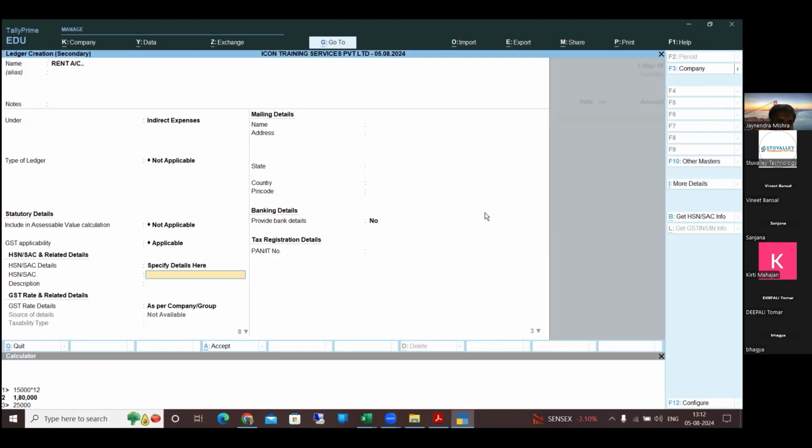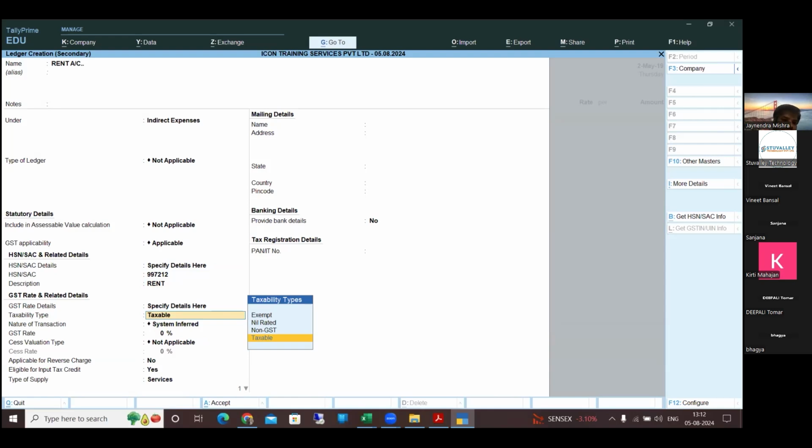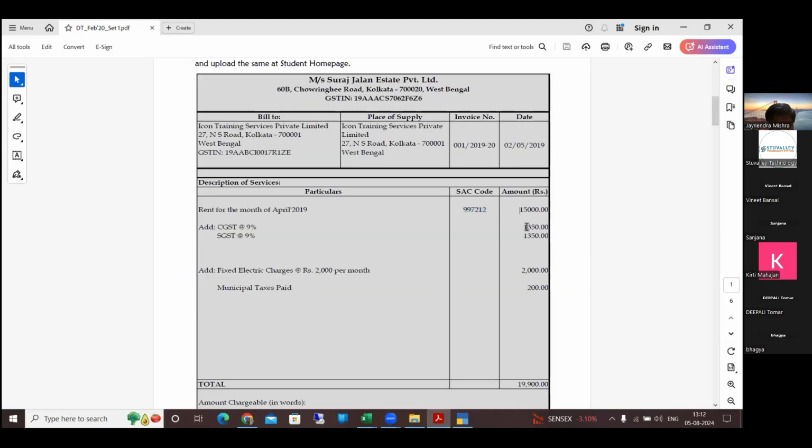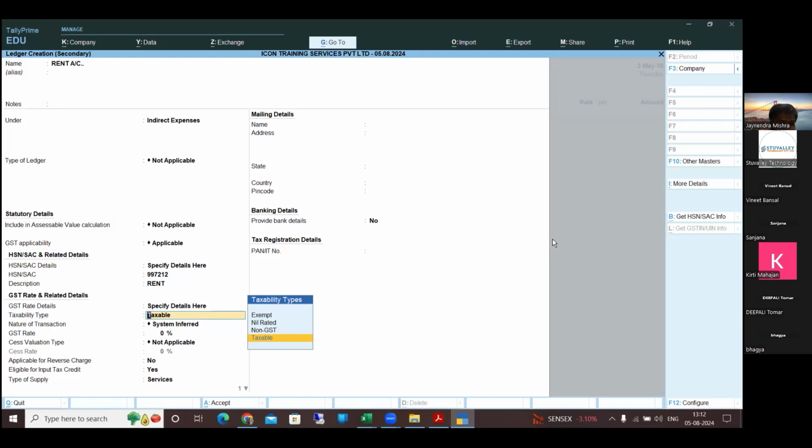Description: what are we paying? We are paying rent. Yes, friends, we are paying rent. Now the GST detail. We have to specify how much GST we have to pay. It is taxable, because we are paying GST on rent.